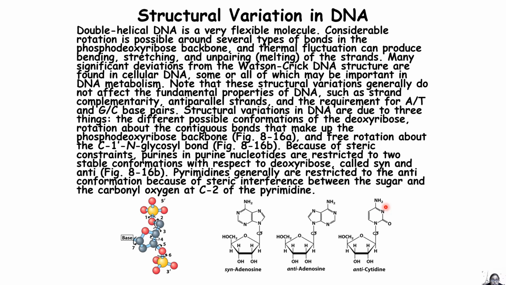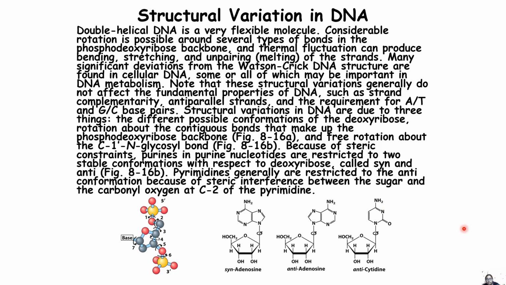Structural variations in DNA are due to three things: the different possible conformations of the deoxyribose, rotation about the contiguous bonds that make up the phosphodeoxyribose backbone, and free rotation about the C1'-N glycosidic bond. Because of steric constraints, purines and purine nucleotides are restricted to two stable conformations with respect to the deoxyribose, called syn and anti. Pyrimidines are generally restricted to the anti conformation because of steric interference between the sugar and the carbonyl oxygen at C2 of the pyrimidine.